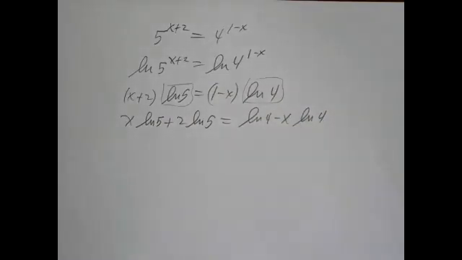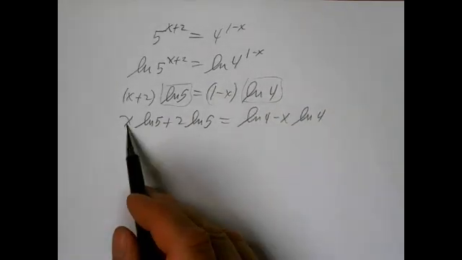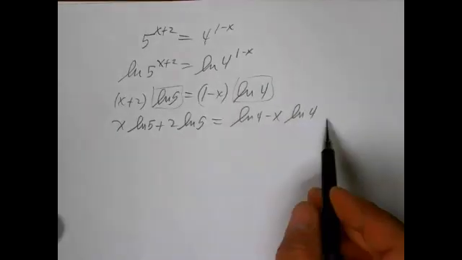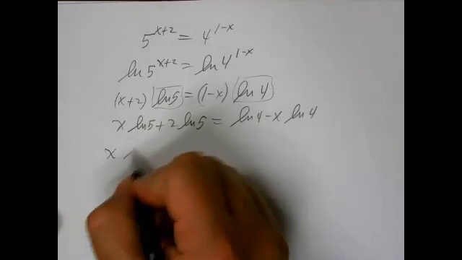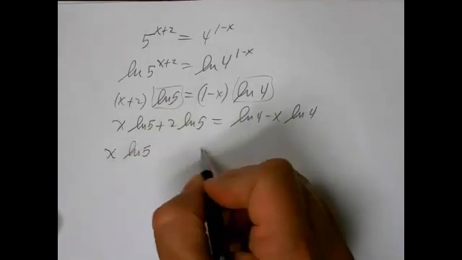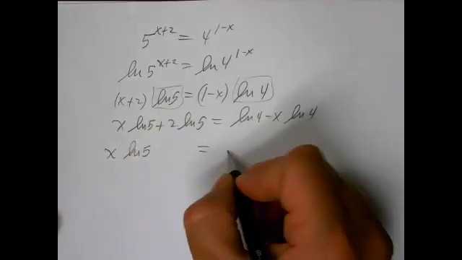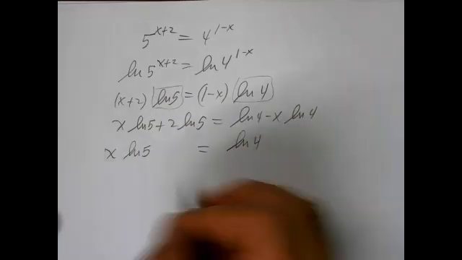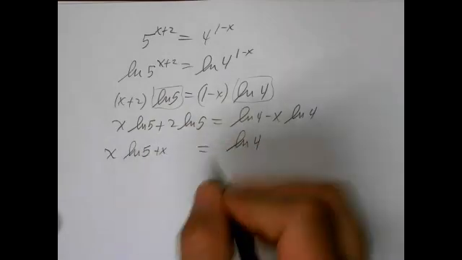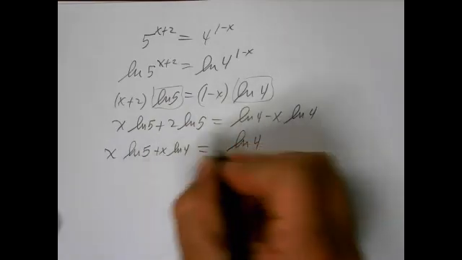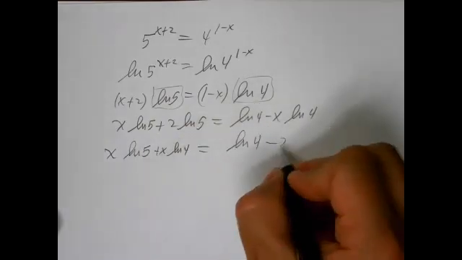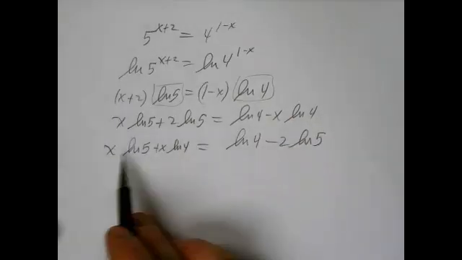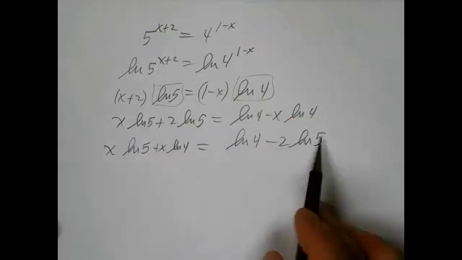The next thing I need to do is get everything on the left that's got an x associated with it, and anything that doesn't needs to move to the right. So x natural log of 5 stays on the left, and natural log 4 stays on the right. X natural log 4 comes to the left, and 2 natural log 5 goes to the right. Okay, now everything with an x is on the left, everything without is on the right.